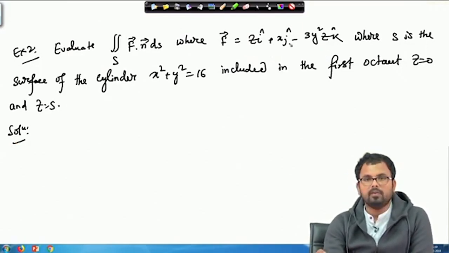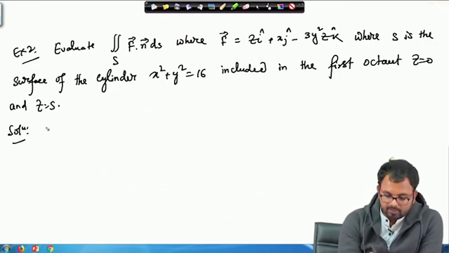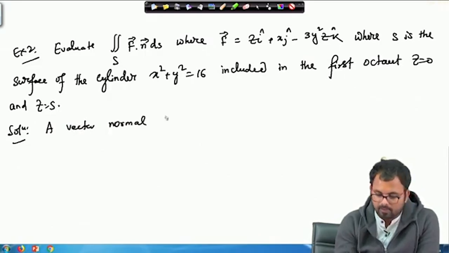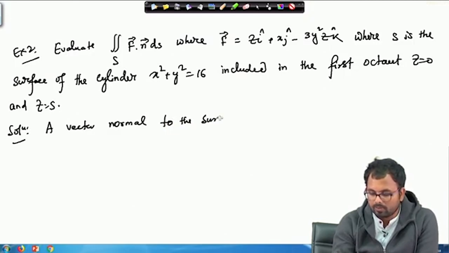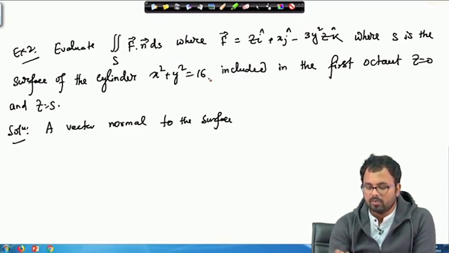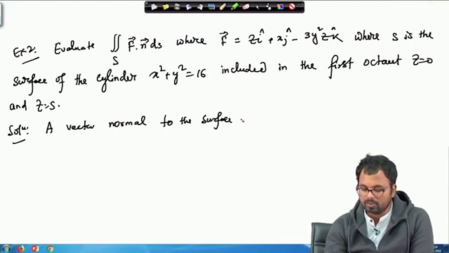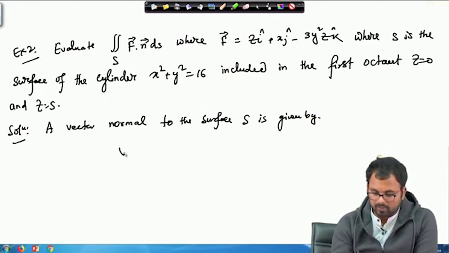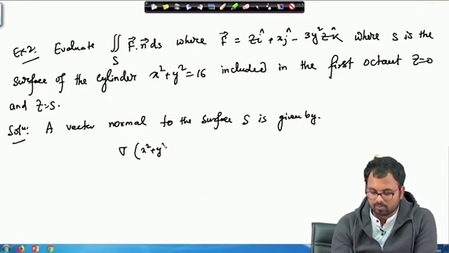So, first of all, if we have a given vector function f and the surface S, then from there we have to find the normal n. So, a vector normal to the surface. If you remember, yesterday we calculated the gradient of x square plus y square minus 16. That is our given surface. So, a vector normal to the surface S is given by the gradient of x square plus y square minus 16.